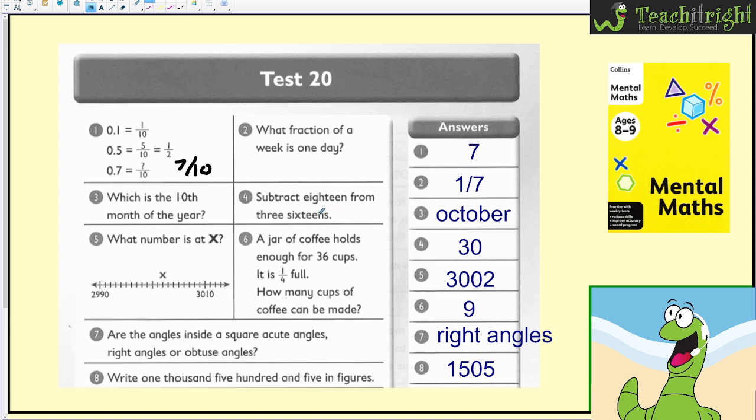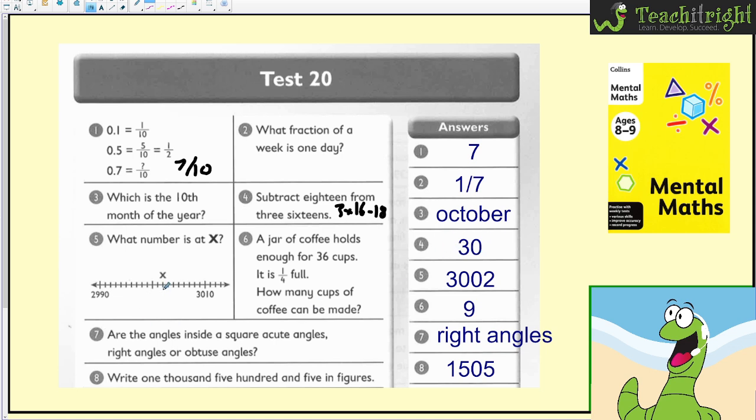Subtract 18 from 3 times 16. Well, that first off means you've got to do 3 times 16. And then only once you've done 3 times 16 can you subtract the 18 away from it. And 3 times 16 equals 16 plus 16, which is 32, plus 16 again, which is 48. So we do 48 minus 18. That gets us back down to 30, which is our answer here.